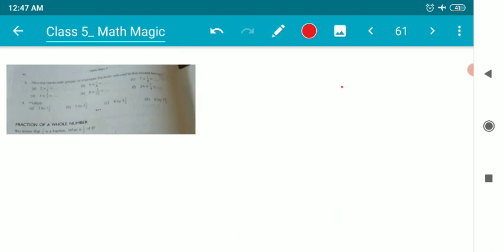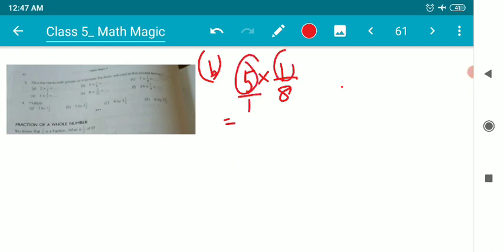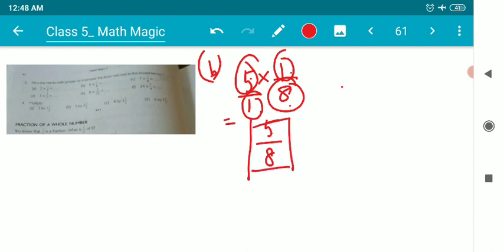The next question is question number B. The similar process is to be used, it's 5 into 1 by 8. Okay, children, so how to find the product of these numbers? As 5 can be expressed as 5 by 1, so 5 into 1, 5 ones are 5, and 8 into 1, 8 ones are 8. Numerator and numerator are multiplied, denominator and denominator are multiplied. So I'm getting 5 by 8, and that is our answer. Okay, children, question number C is an absolutely similar process. Question number D is also the same.